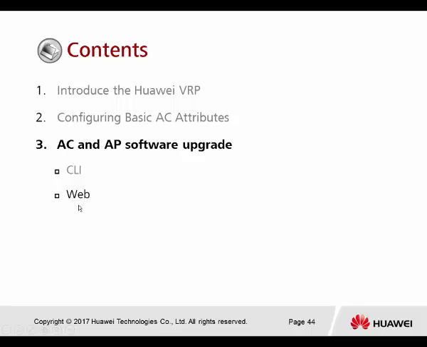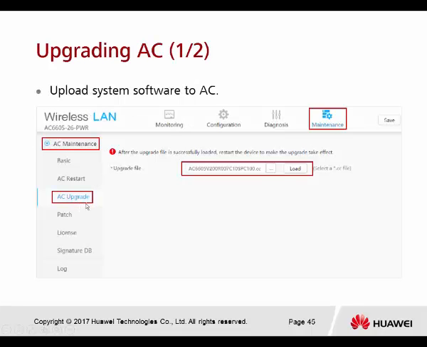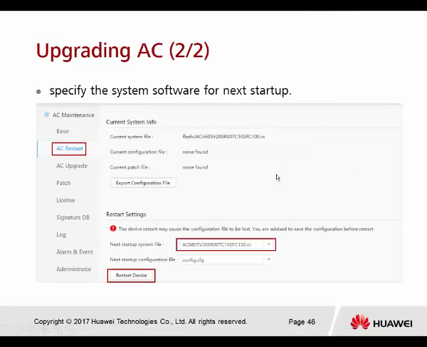And the last is the web. The web is pretty simple. We just go to the maintenance, AC maintenance, and select AC upgrade. So if you want to upgrade the controller, you just access the web and then load. Load means I'm going to load the file that I downloaded on my laptop, my PC. I want to upload it to the controller. So you just click on this. After the click, you can upload. Okay, you can choose.